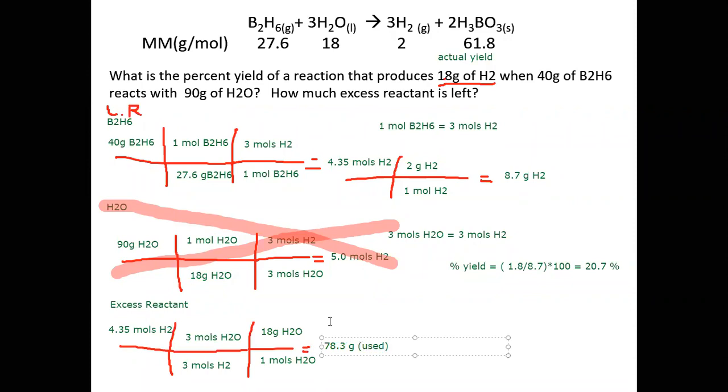So that's how much water was used, and then we initially started with 90 grams. So the difference between the two will tell us how much is left over, or excess. That's how much is in excess of water. And the percent yield.